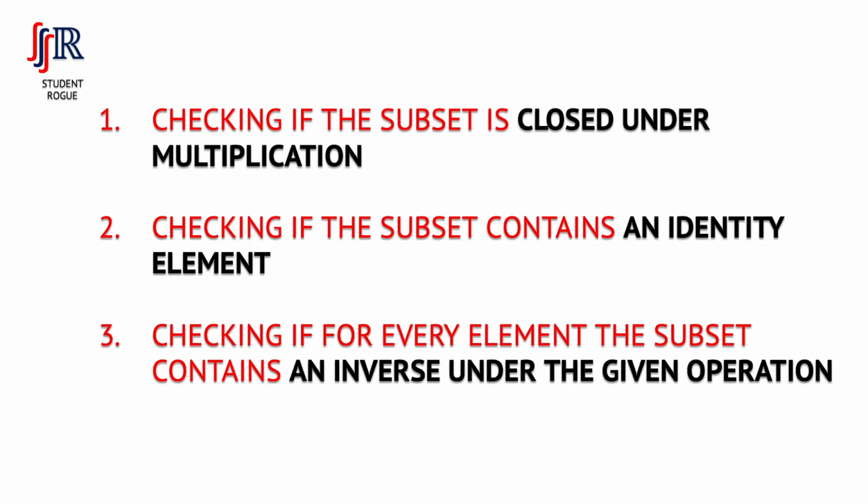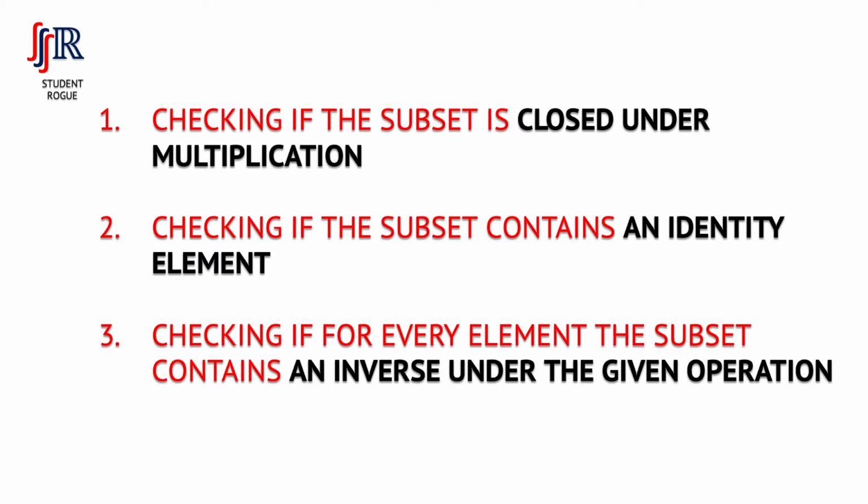The second one is check that it contains an identity element, and it turns out that the identity element for any subgroup in G is actually the same as the identity element for the group G itself. The third one is check that every element in the subset has an inverse under the given operation. That is, if A is an element in the given subset, then it must be the case that there's A inverse in the same subset, such that A times A inverse under the group operation gives the identity element of the group. So that's kind of tedious, right?